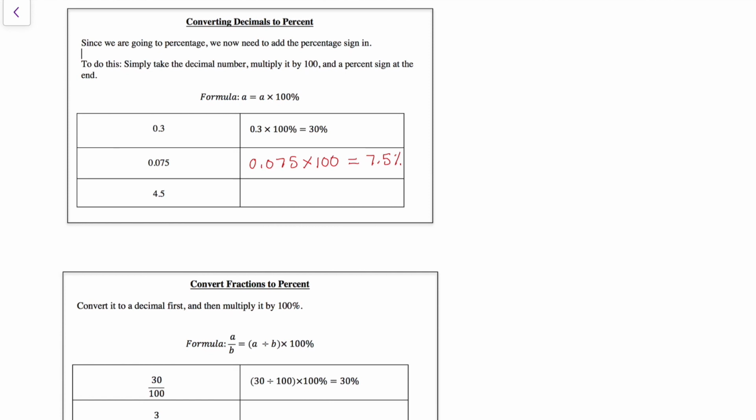Okay, now I have 4.5 times 100, and I get 450%. I know it's going to be more than 100% because I have a whole number there. My whole number is 4, so I know it's going to be at least 400%, and in this case it's 450%.